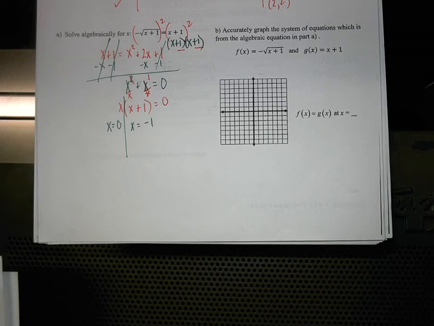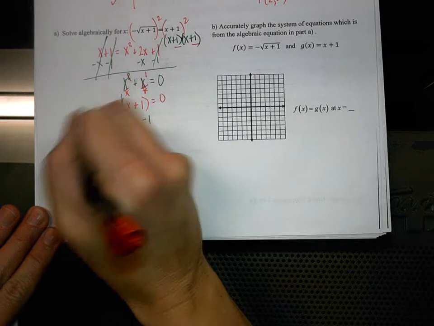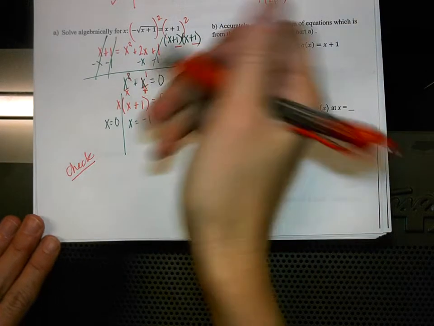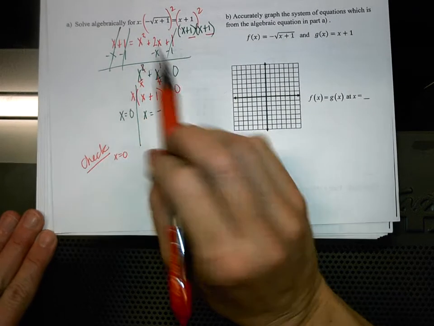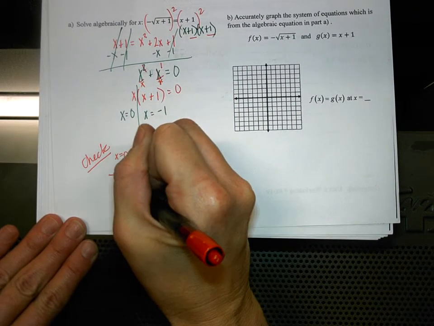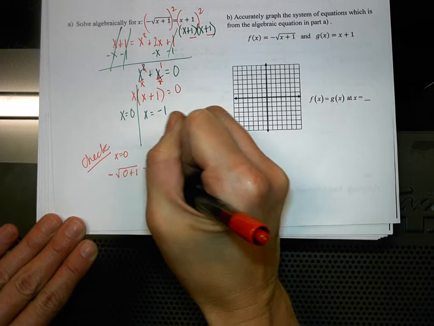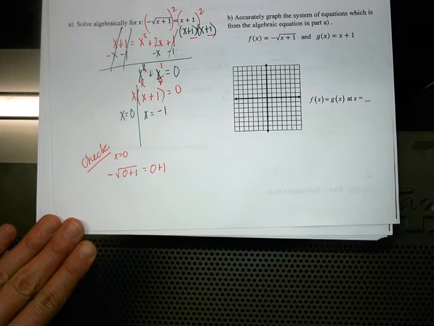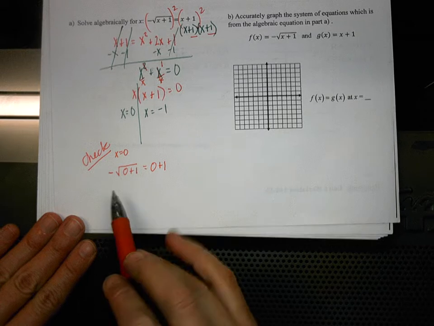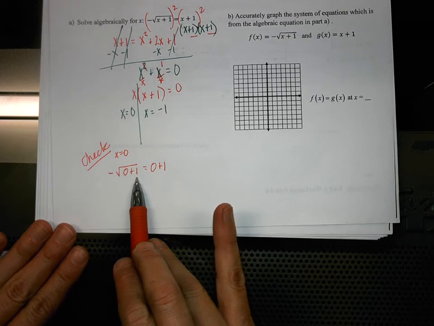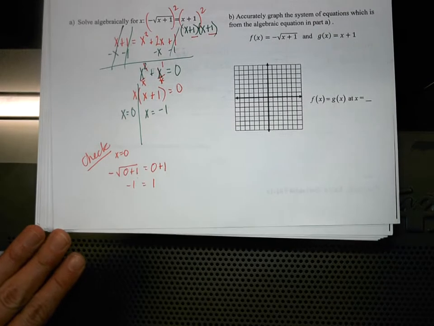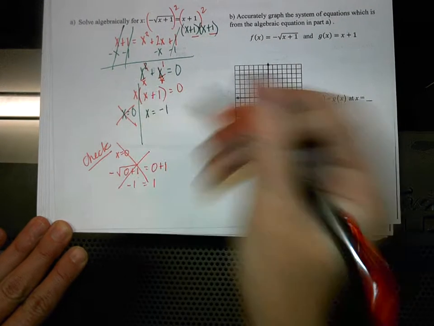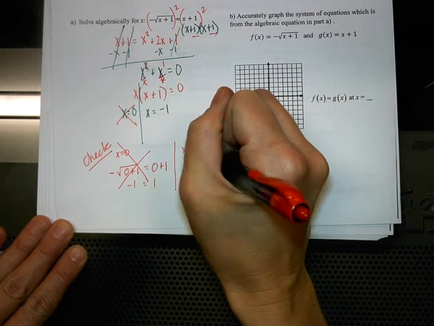What do we have to do now? Check it. You have to check it. So now we're going to check the answers. I'm going to start with x equals 0 and check that. So we're plugging it into our original equation. I have negative root 0 plus 1 equals 0 plus 1. 0 plus 1 is what? The square root of 1 is what? But there's a negative in front. So that's -1 equals 1. Does that work? Nope. That's out. That doesn't work.